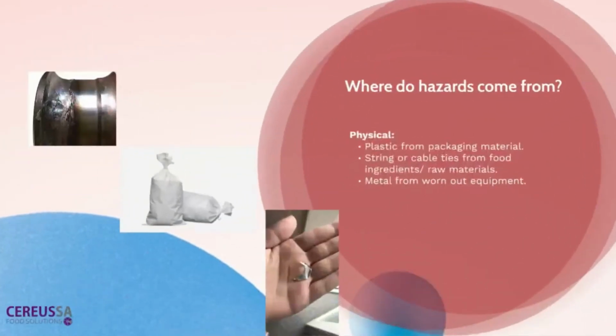Where do physical hazards come from? Well, it can often come from plastic, from packaging material, string or cable ties from food ingredients or raw materials that were used, or even metal from worn out equipment.